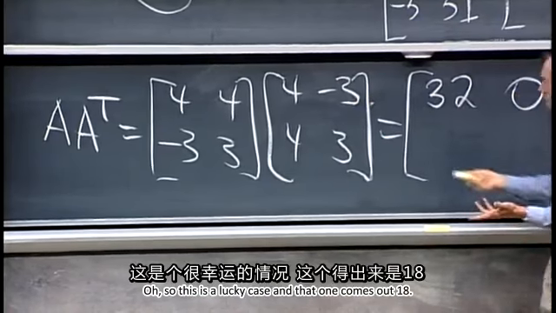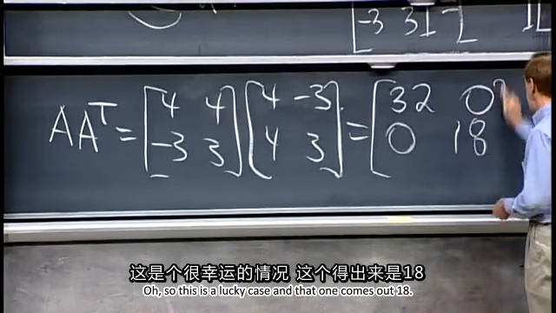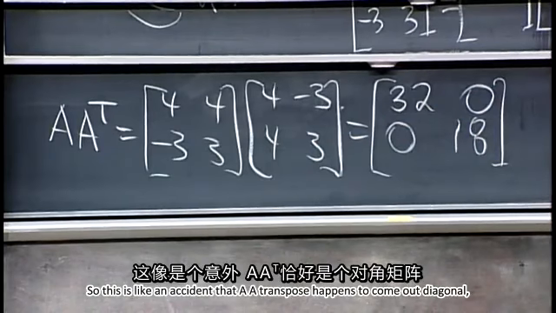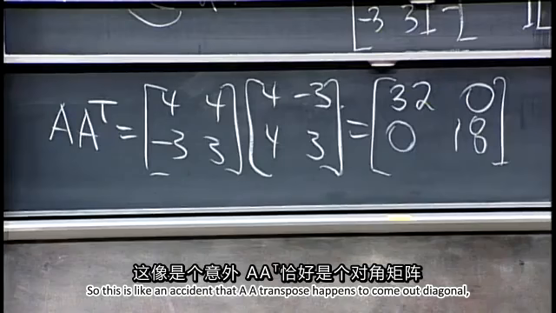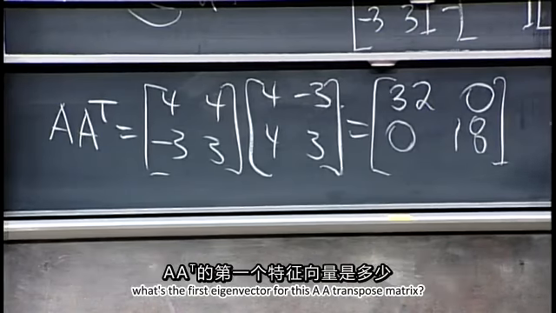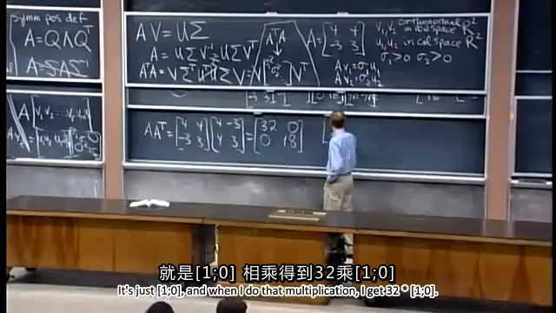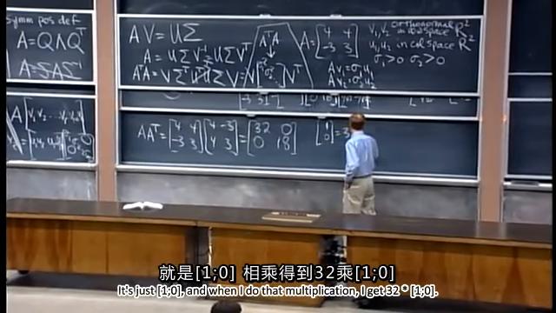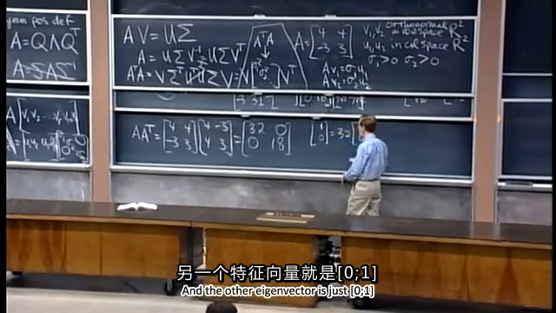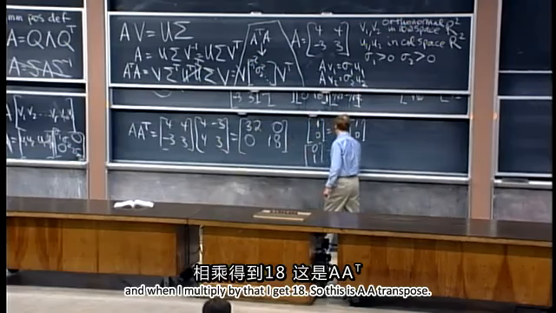That one comes out 0. Oh, so this is a lucky case, and that one comes out 18. So this is like an accident, that AA transpose happens to come out diagonal, so we know easily its eigenvectors and eigenvalues. So what's the first eigenvector for this AA transpose matrix? It's just 1, 0. And when I do that multiplication, I get 32 times 1, 0. And the other eigenvector is just 0, 1. And when I multiply by that, I get 18.